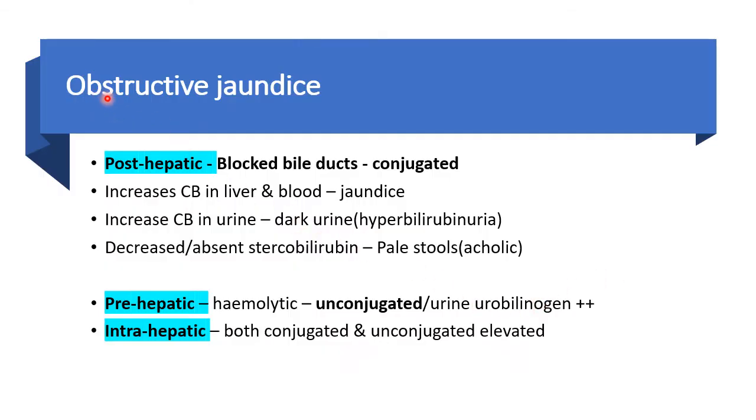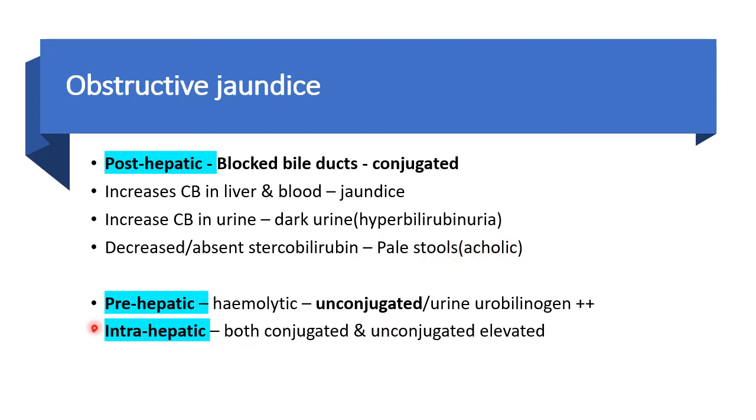Therefore, in obstructive jaundice, the post-hepatic type, the ducts are blocked and conjugated bilirubin is markedly elevated. There's an increase in conjugated bilirubin in the liver and the blood, which results in jaundice. There's an increase in conjugated bilirubin in the urine, resulting in dark urine, known as hyperbilirubinuria. There's a decrease or absence of stercobilinogen, resulting in pale stools, or acholic stools as they are called.